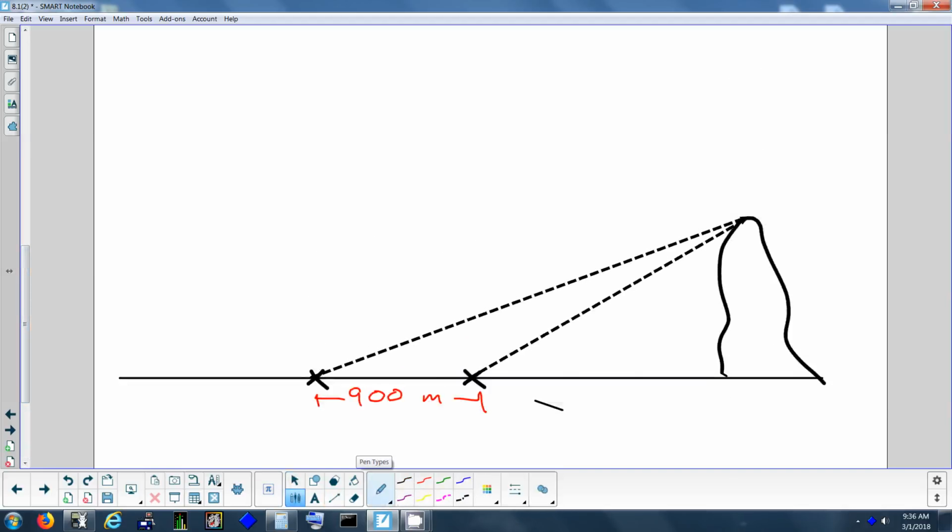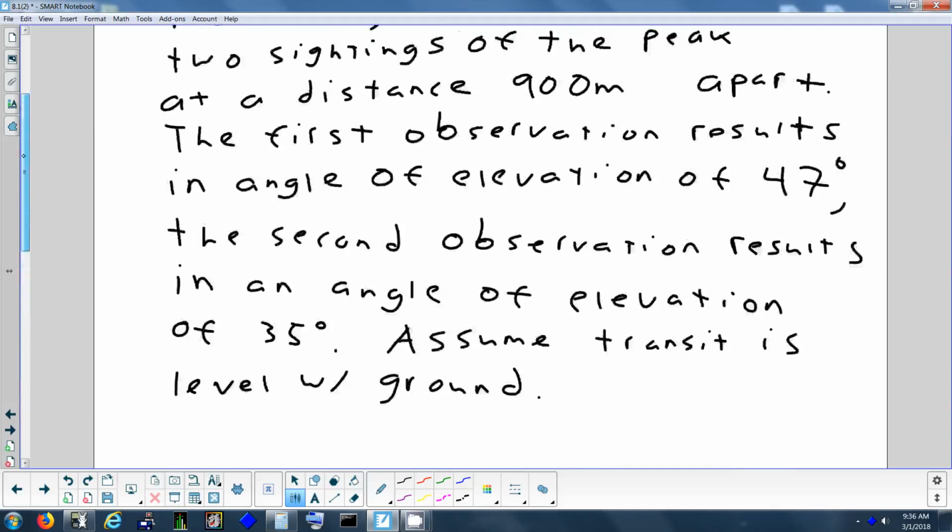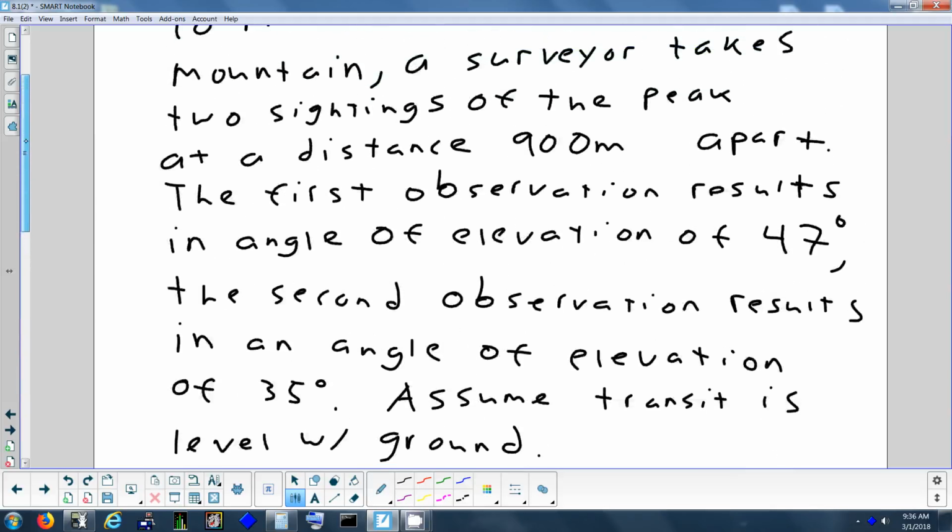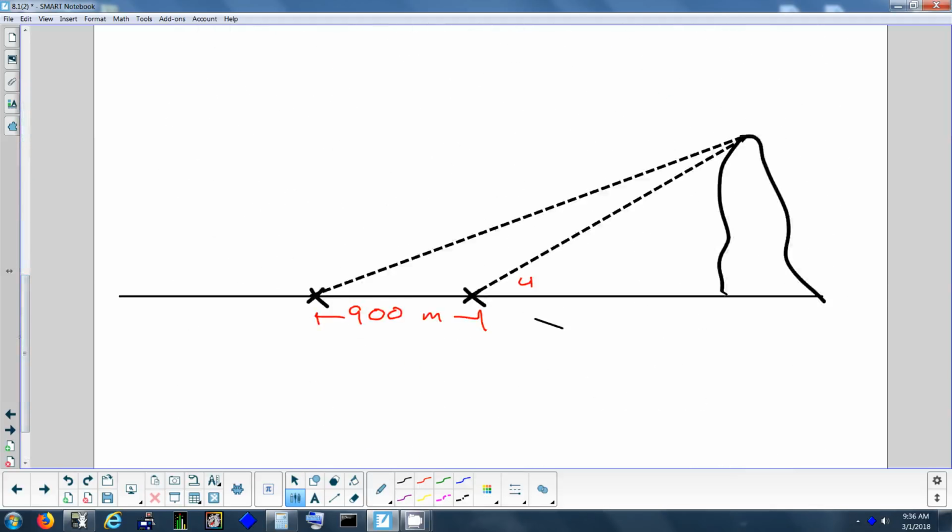Now the angle of elevation, think about it like you were firing a cannon. It's the angle that you would elevate whatever you're firing to be aimed at your object. So the angle of elevation is always with the horizon. So the first sighting, we get an angle of elevation of 47 degrees. So it's a 47 degree angle between the line of sight and the horizon. Then we move back a little bit. What was the second angle of elevation? 35.